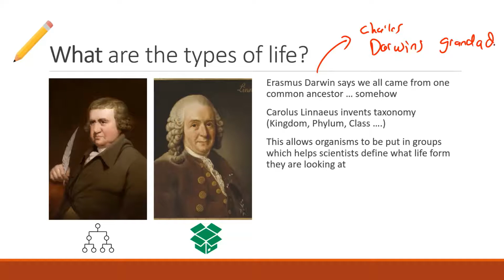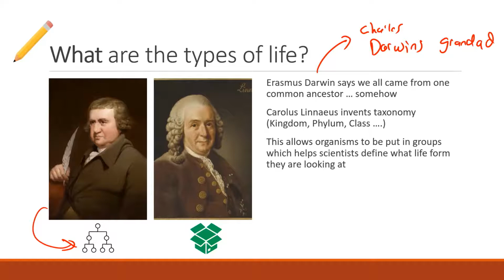So Erasmus Darwin says we all come from one common ancestor somehow. He has no idea how, but he suggests it, and that's why underneath his picture I've got a picture of a family tree. I was going to use these at the end to summarize all the information. He thinks that we all came from one ancestor, and he gets that information because ultimately he looks at all the dogs and wolves and things.